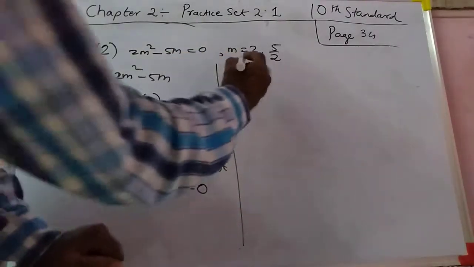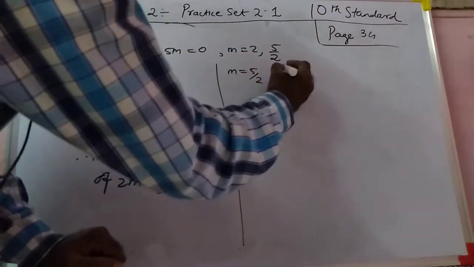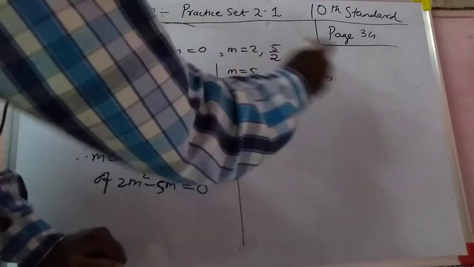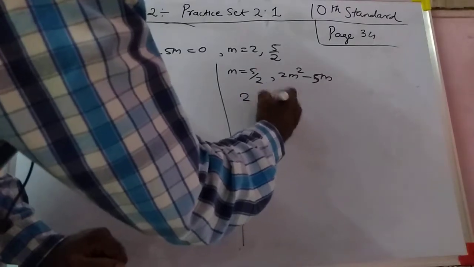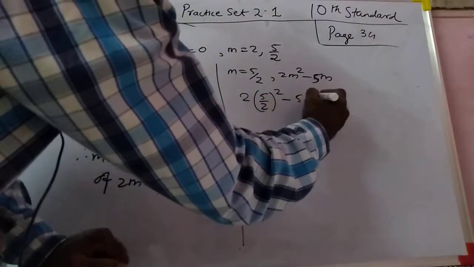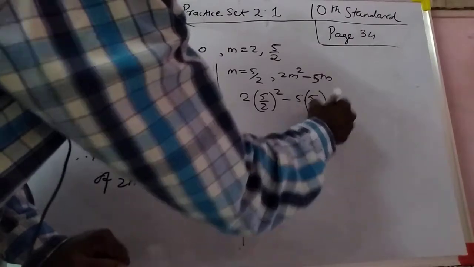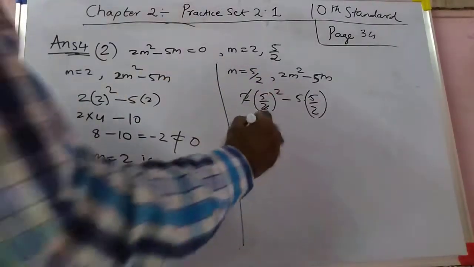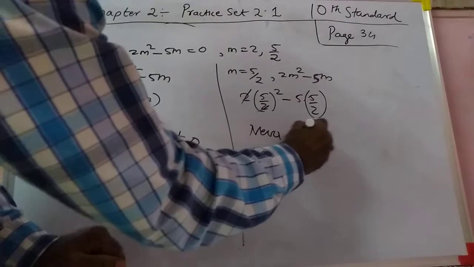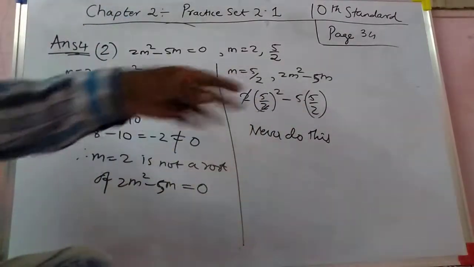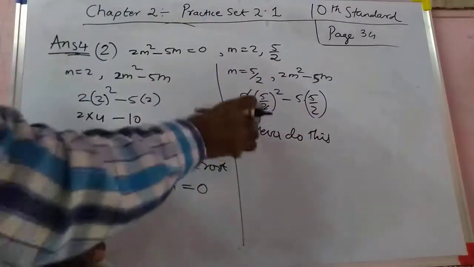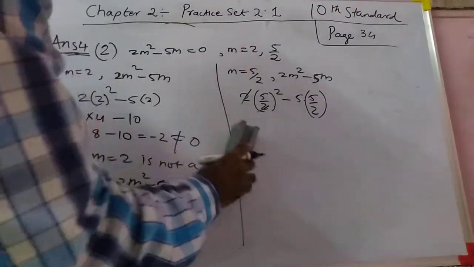So रख सकते हैं m is equal to 5 upon 2, 2m square minus 5m. We'll put this value, 2 into 5 by 2 the whole square minus 5 into 5 by 2. m का value put करना है m यहाँ पे. So we have to put it. Now don't do this, okay? Never do this, because काफ़ी स्टूडेंट ऐसे गलतियाँ करते हैं. So it is wrong. First you have to expand it, okay? So it is wrong. Don't do this.